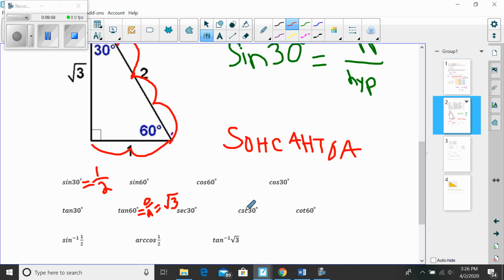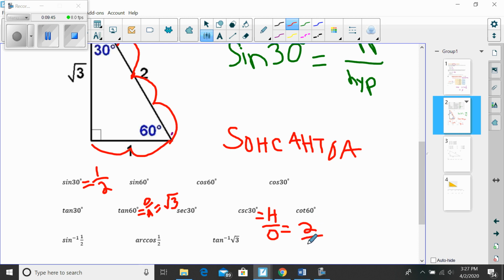And then we have some of these reciprocal functions. Okay, so for example, this is the reciprocal of sine, right? So if sine is opposite over hypotenuse, then in reference to the 30-degree angle, cosecant of 30 degrees would be hypotenuse over opposite. All right, and so hypotenuse over opposite would be 2 over 1, or just the reciprocal of sine of 30.